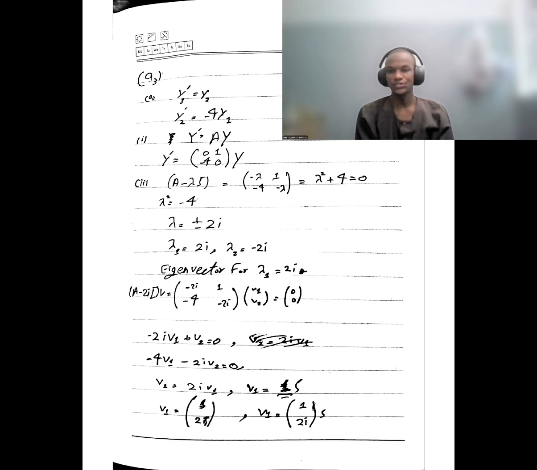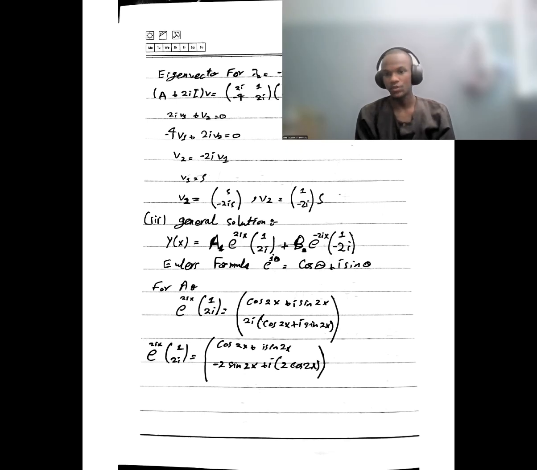For lambda 2 equals negative 2i, following similar steps, we get v2 equals the vector 1 and negative 2i. For the general solution, since we have complex eigenvalues, we will need to use Euler's formula. The real part of v1 times e to the lambda 1 x gives us the vector cosine 2x, negative 2 sine 2x, and the imaginary part gives us sine 2x, 2 cosine 2x.